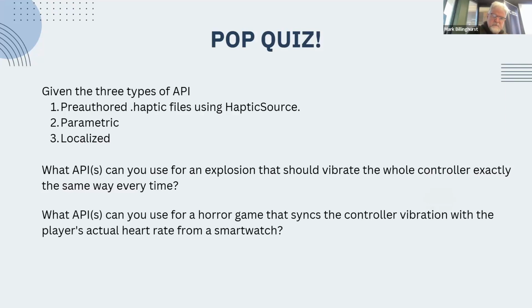Okay. So now the second one is convenience versus flexibility. The second question: what API should you use for a horror game that syncs the controller vibration with the player's actual heart rate from a smartwatch? Parametric and localized would be good because both of them are procedural. Both of them require you to put code over everything and then make it react to the game.